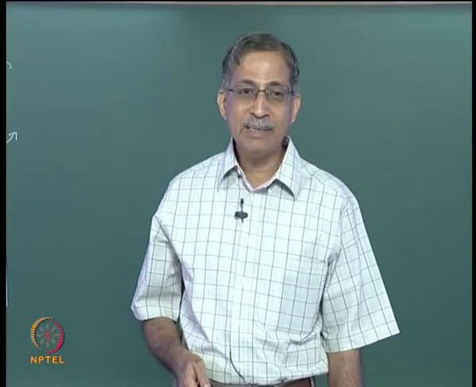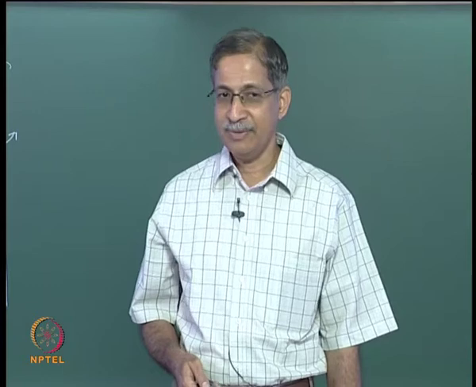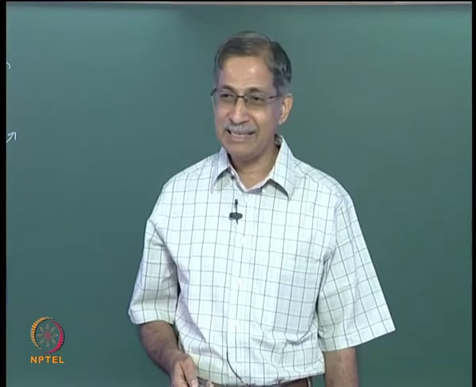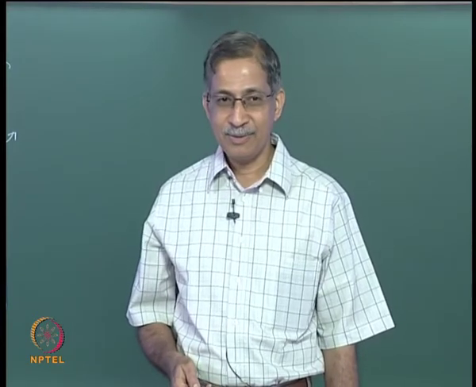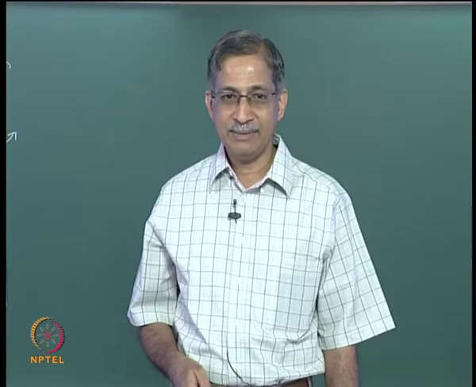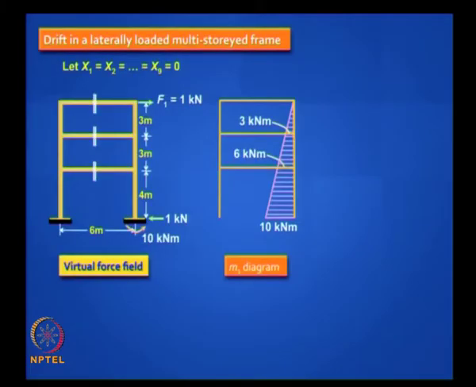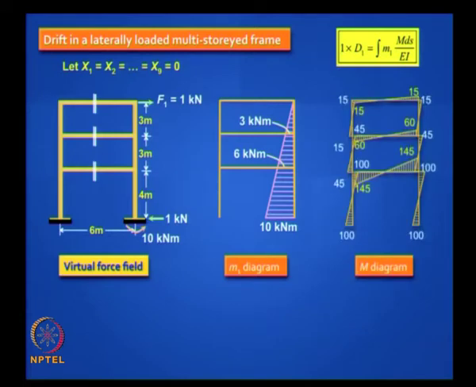Can you draw the bending moment diagram for this frame? It is very easy, it is just a cantilever. So it will look like that, so easy, right? You agree? Simple. 1 into 10 is 10 at the bottom, and 1 into 3 is 3, 1 into 6 is 6, 3 values. Now this is your M1 diagram, and this is the unit load method. You invoke the principle of virtual work.